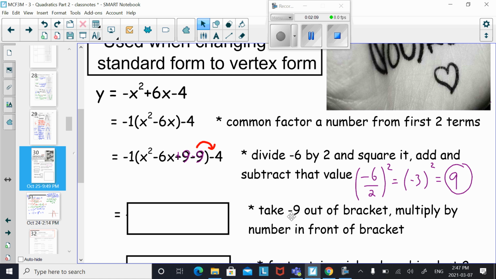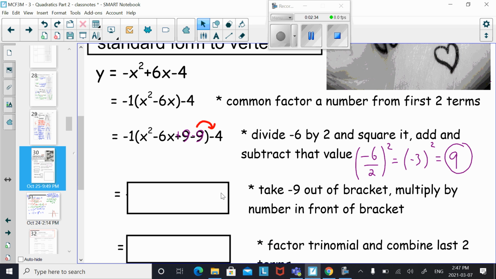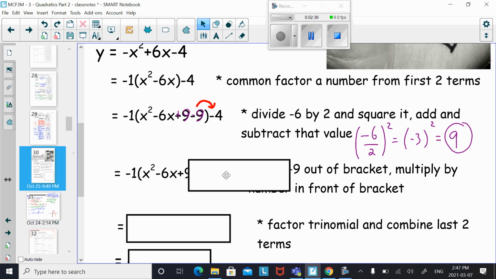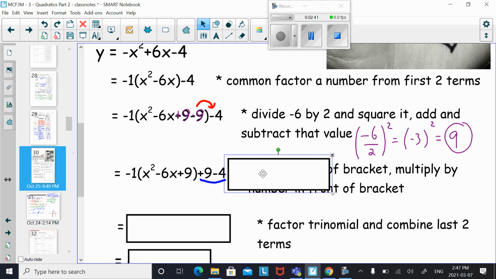The next step says to take the -9 outside the bracket, which is why I have my little red arrow. So I'm going to take that -9 out. But because it's in a bracket, I have to pay attention to see what got factored out initially, because that -9 will get multiplied by that value in the front. So in that case, it's -1. So -9 times -1 is +9. So once I take it out, it's going to become +9 outside that bracket. Okay, so there we go, +9 outside the bracket, and then we had a -4 at the end.